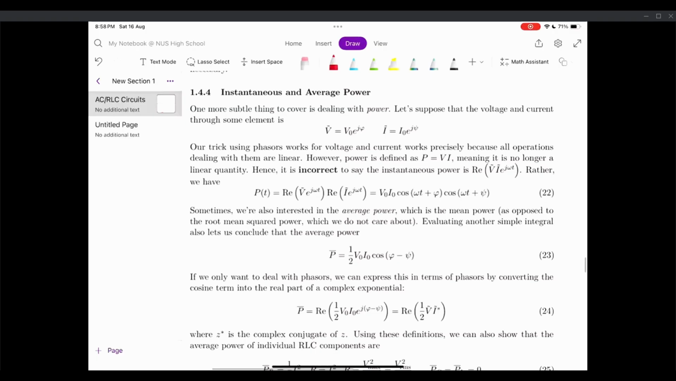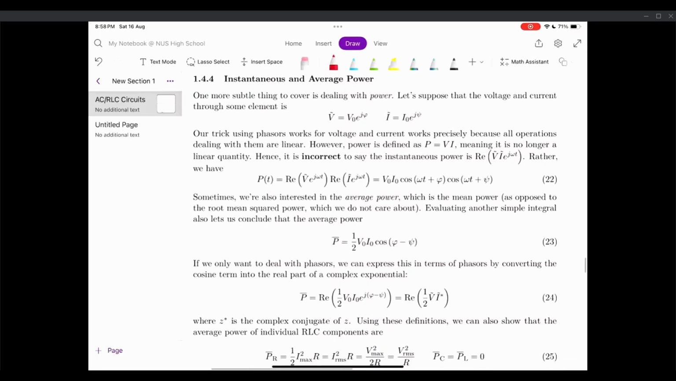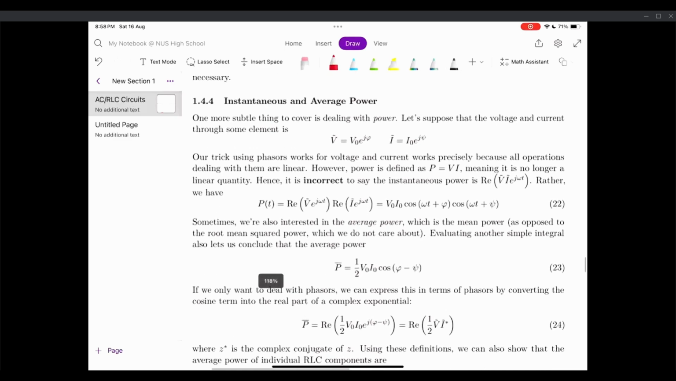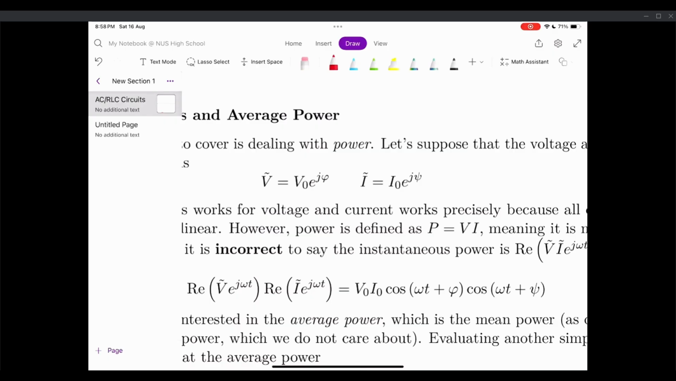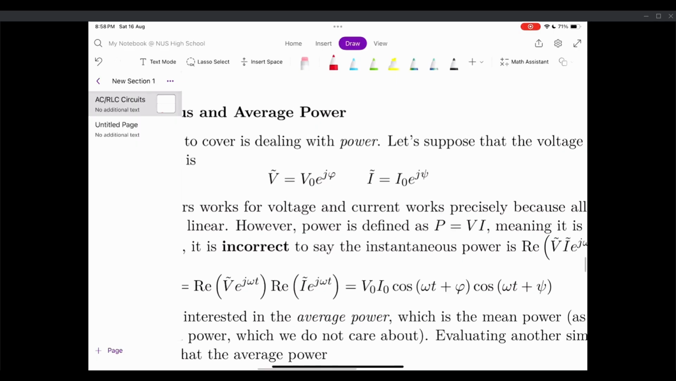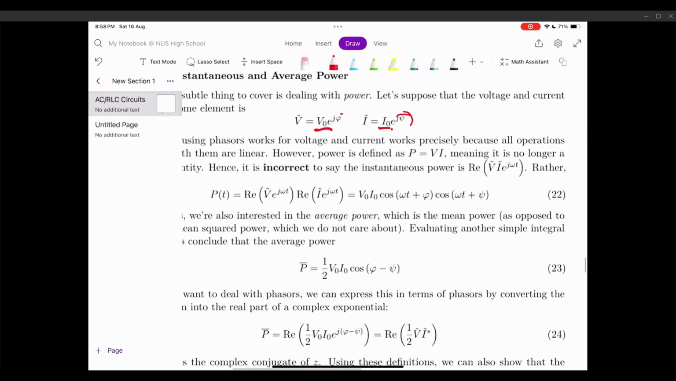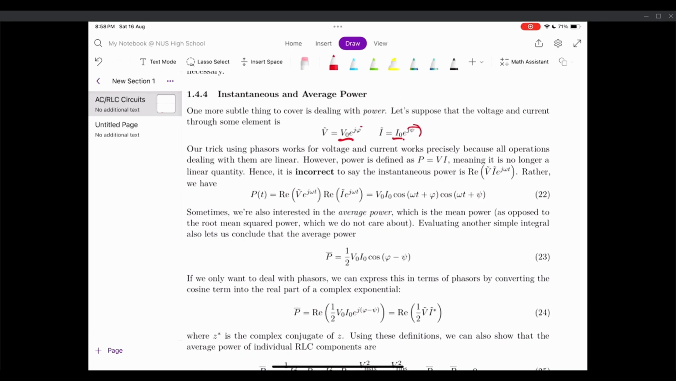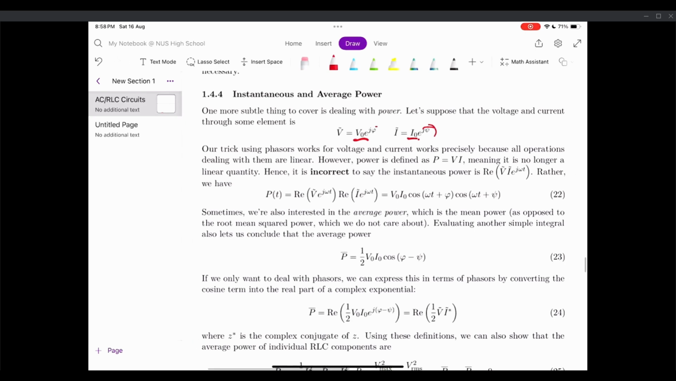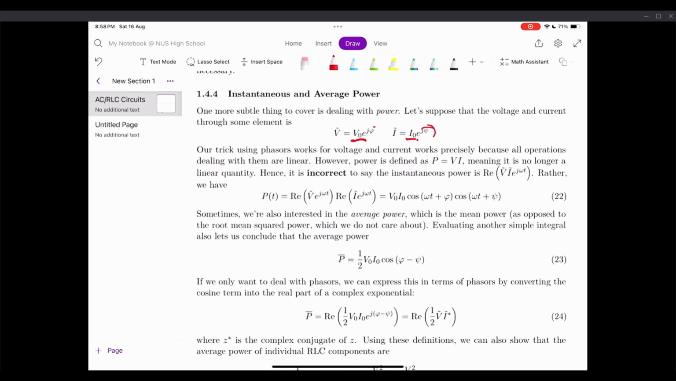So this is one subtle thing to cover. Let's suppose that the voltage and current through some element is defined as this. Here we give the phasor quantities for the voltage and current through some element, and here we have V naught, I naught, phi, and psi as the amplitudes and phases. The reason our trick using phasors works with voltage and current, and we're able to solve circuits and all that, is precisely because all the operations that deal with them are linear.